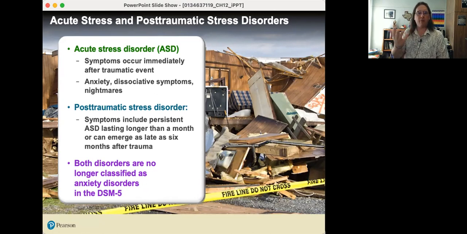So dissociative symptoms are where we kind of separate ourselves from that situation. Like if you've ever been in an emergency situation, you act first and then you feel something about it later. That's what we would describe as a dissociative event. Okay, so ASD, pretty temporary.